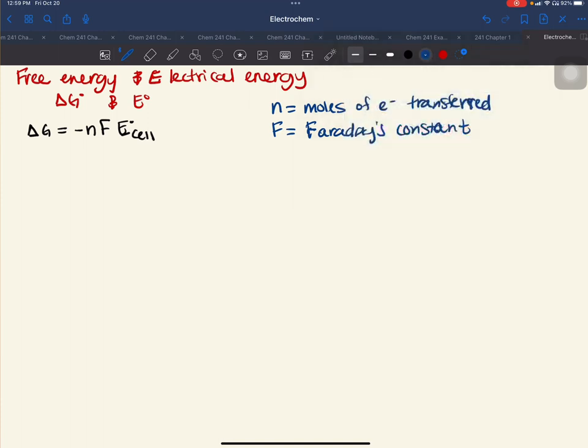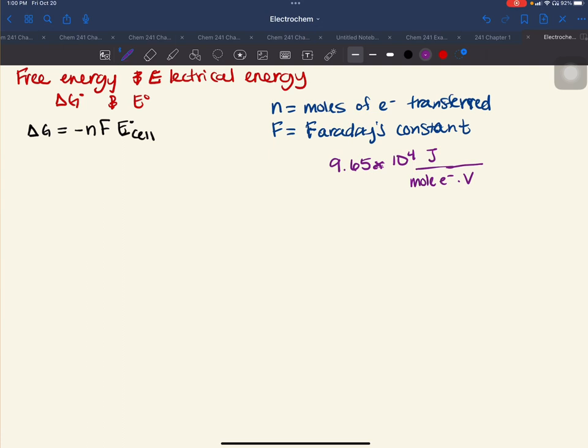And Faraday's constant is equal to 9.65 times 10 to the 4 joules per moles of electrons times volts.